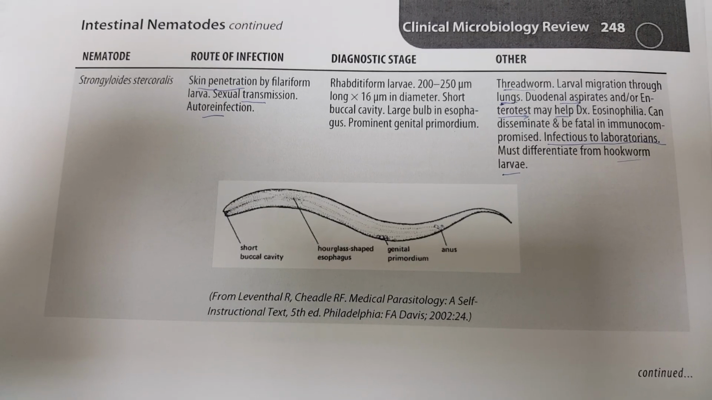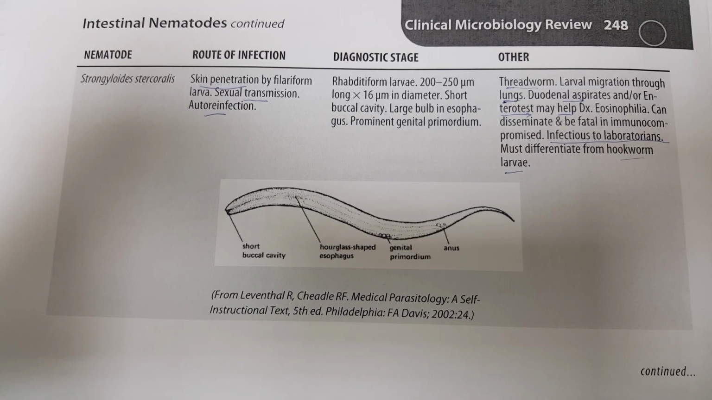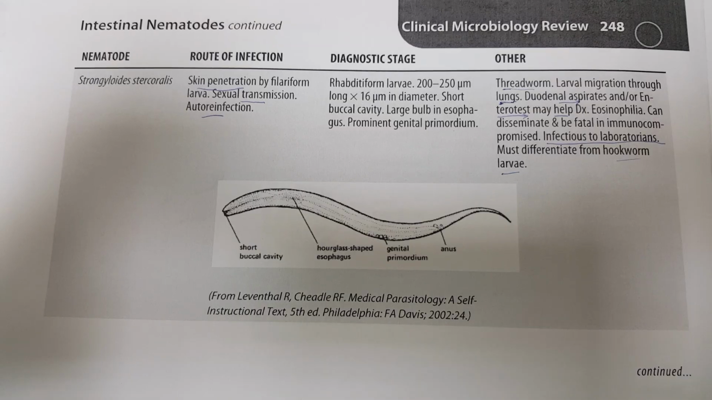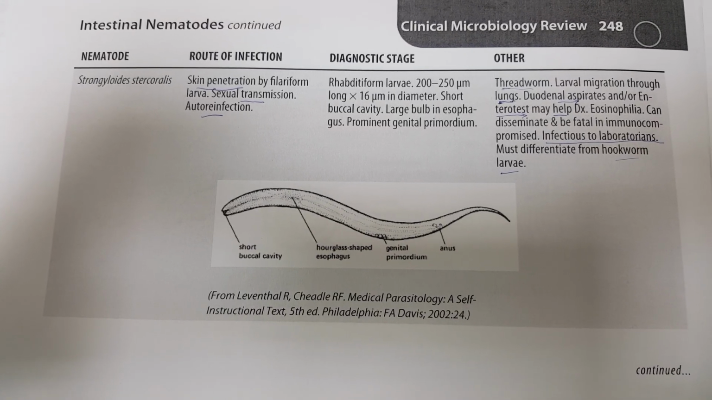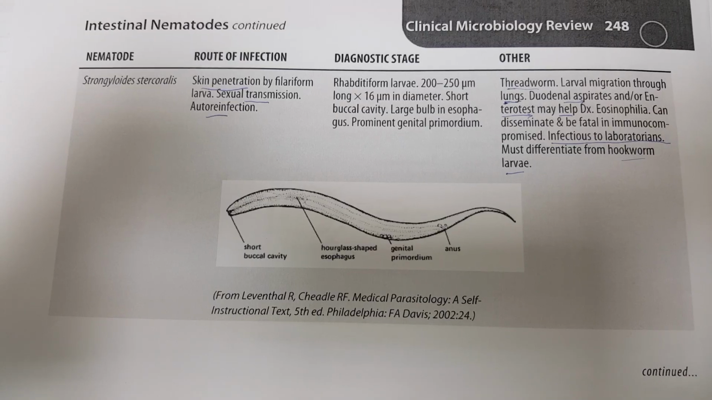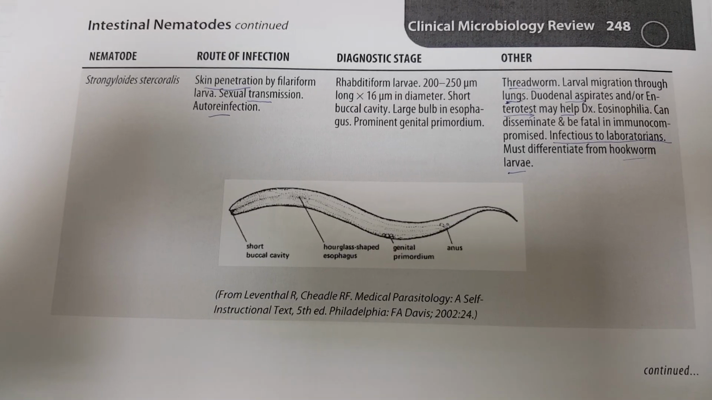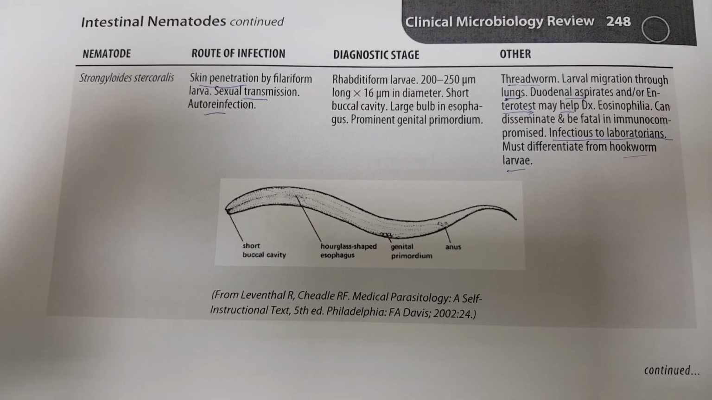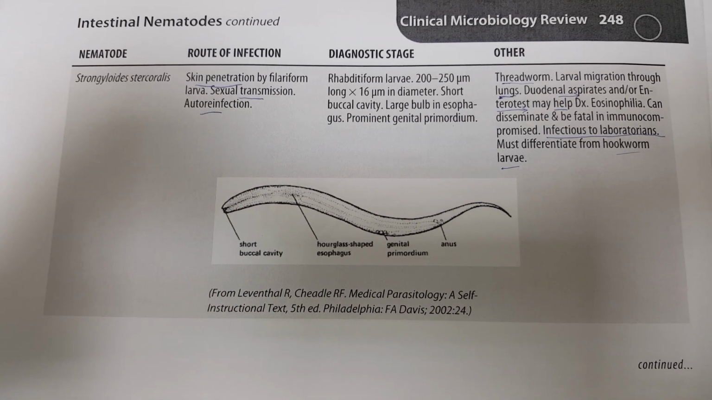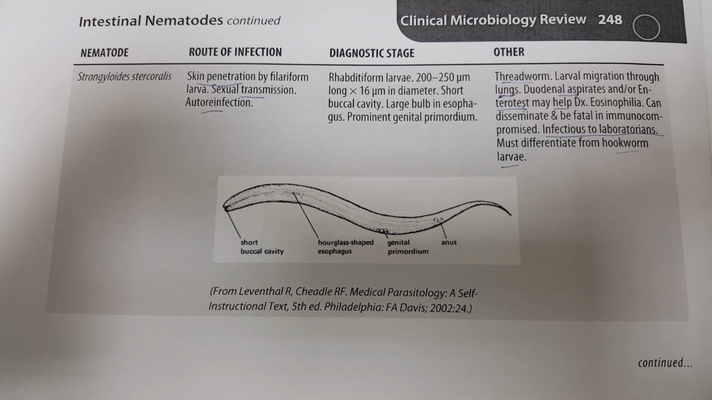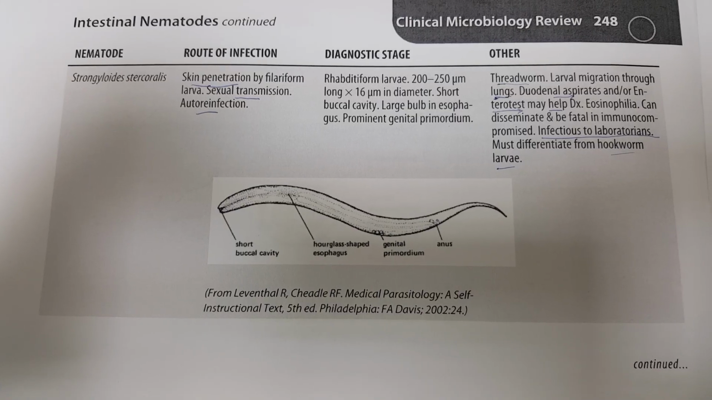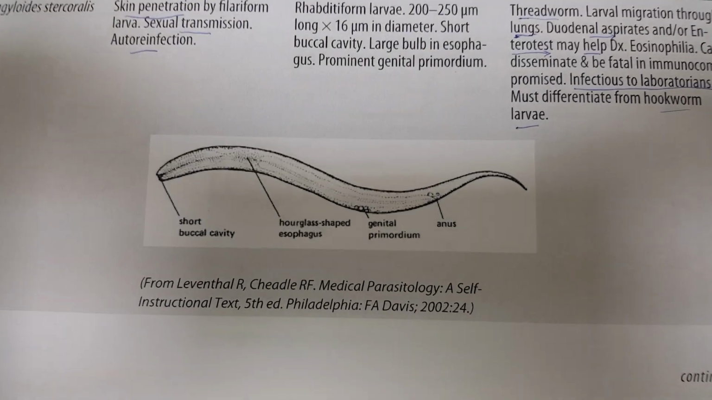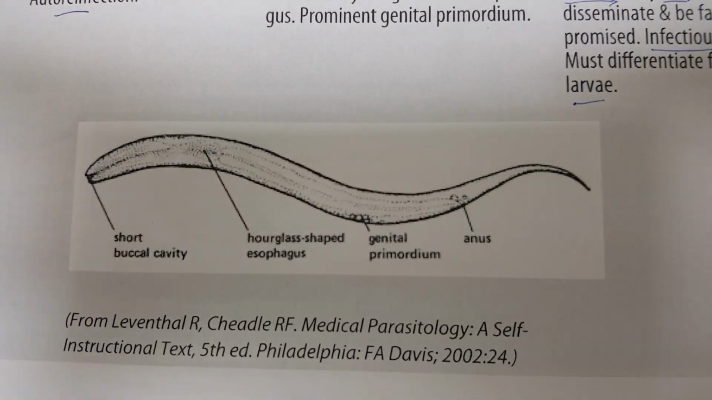It is infectious to the laboratorians, which is a very important factor in Strongyloides stercoralis, and it must be differentiated from the hookworm larva. If you see the picture, the short buccal cavity, the hourglass shape esophagus and the genital primordium are very prominent.